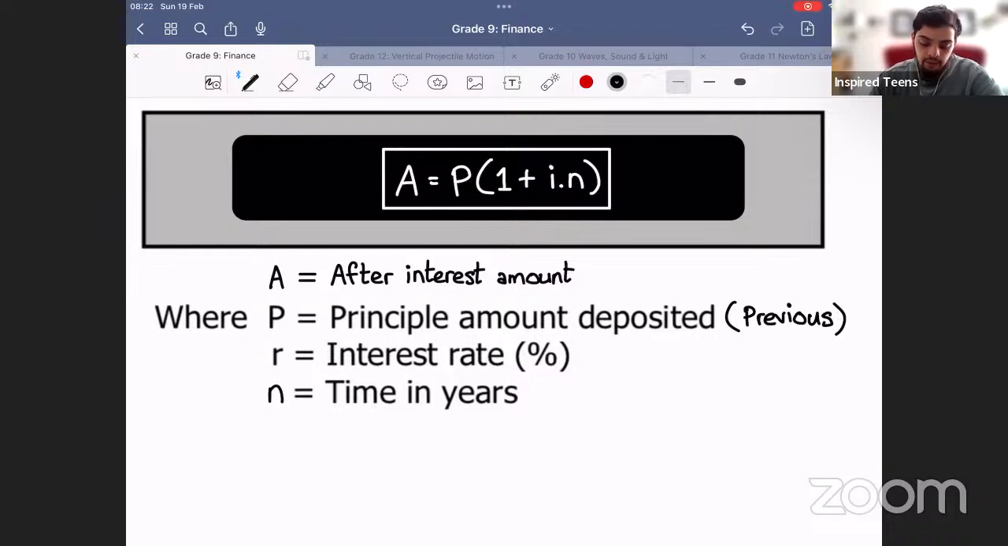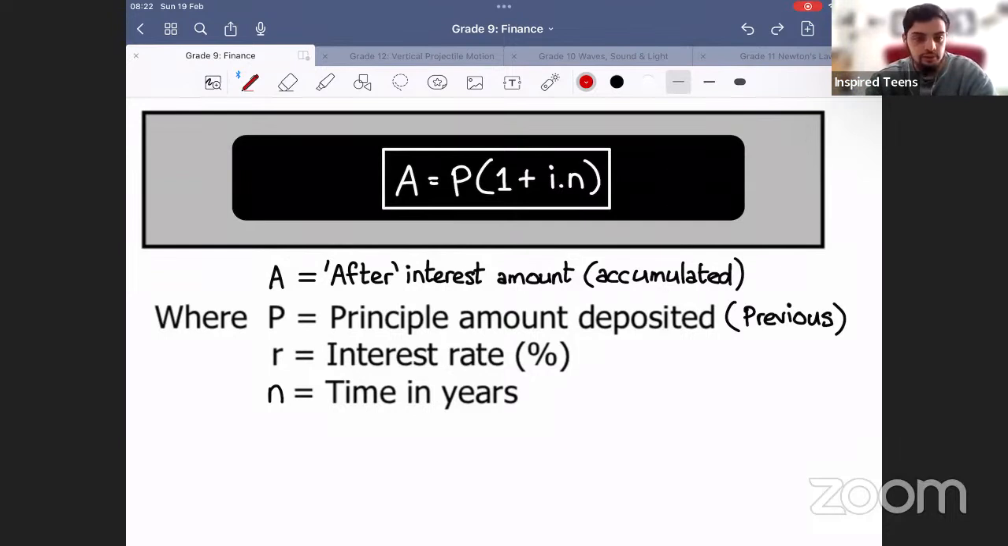Firstly, we have A. A is what we call the after interest amount, or accumulated amount. Okay, it's the accumulated amount after interest. So basically, as you can see, this calculation is calculating how much you're going to owe after interest. Then we can talk about P. P is the principal amount deposited or previous, meaning prior to interest.